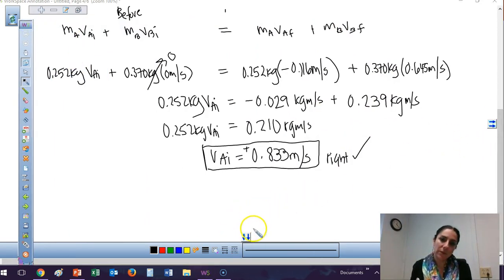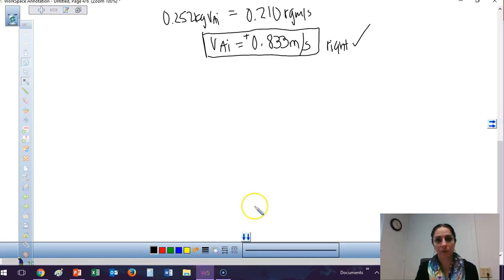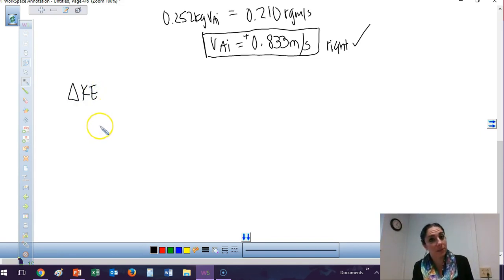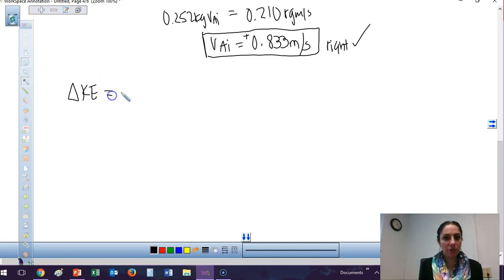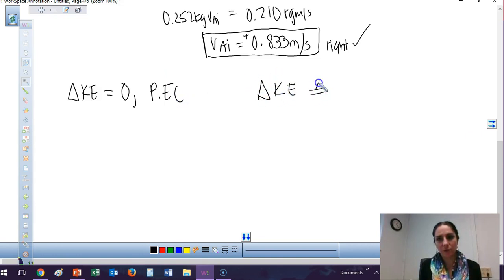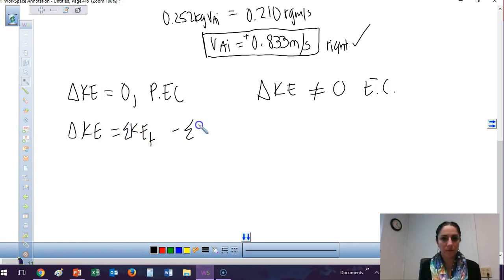Very cool. Now the second part is we need to figure out what kind of collision this is. So we need to basically find out the change in kinetic energy. You can do this in two different ways. I'll do it one way in this problem and another way in the other problem. It's the same method. You can do whichever one you like. So basically, if the change of energy is 0, it's a perfectly elastic collision. If the change of energy is not 0, then it's going to be an inelastic collision. So let's find the change of kinetic energy. That means I need to find the total final energy and subtract it from the total initial energy.